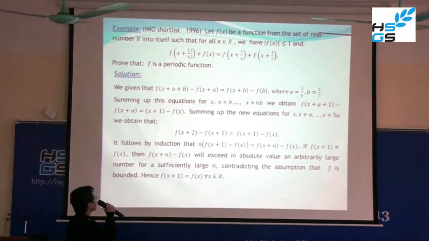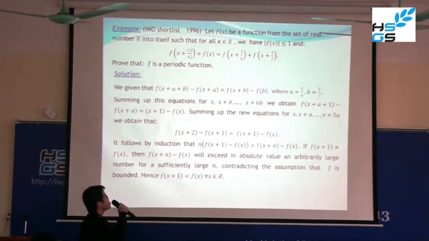We give f(x plus a plus b) minus f(x plus a) equal f(x plus b) minus f(b), where a is equal 1 by 6 and b is equal 1 by 7. Summing up these equations for x plus b into a plus 6b, we obtain f(x plus a plus 1) minus f(x plus a) equal f(x plus 1) minus f(x).